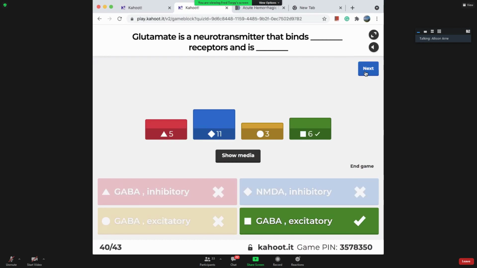Wait, I thought glutamate was excitatory, not inhibitory. Oh shit. So glutamate is excitatory. I was thinking about ketamine, I think, when I said that, which is antagonizing. So glutamate, all right, we're starting from scratch. We're all confused. It's nobody's fault. But pretty much, glutamate is a neurotransmitter that binds to NMDA, and it is excitatory.